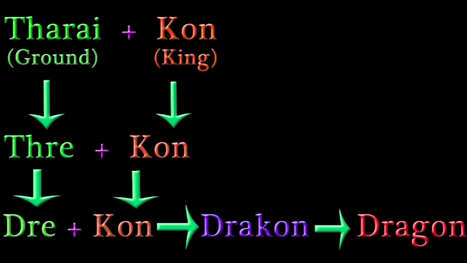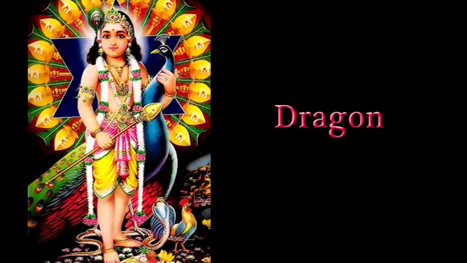Tarai means ground in Tamil. Kon means king, especially the herder king. Yes, only the herder king was called Kon. Hence, the ground king of the herders would be called in Tamil as Tarai plus Kon, Tra plus Kon, Dra plus Kon. Drakon, dragon. Hence, Murugan was called a dragon in ancient Lanka. This is the original etymology of the name dragon.